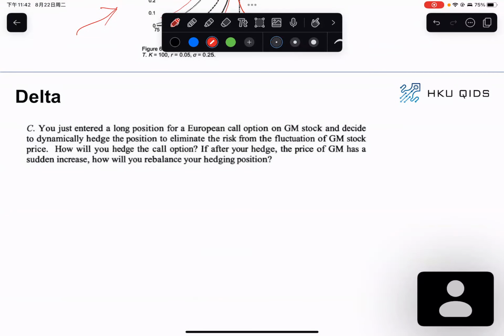So you just entered a long position for a European call option on this GM stock, which is General Motors, I assume, and decide to dynamically hedge the position to eliminate the risk from the fluctuation of GM stock price. So how will you hedge the call option? If after your hedge, the price of GM has a sudden increase, how will you rebalance your hedge?